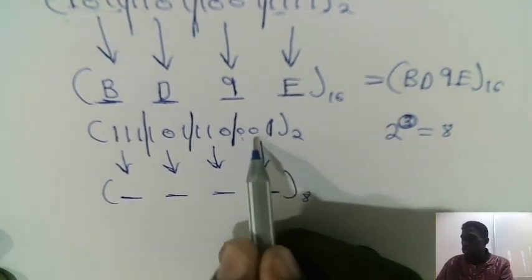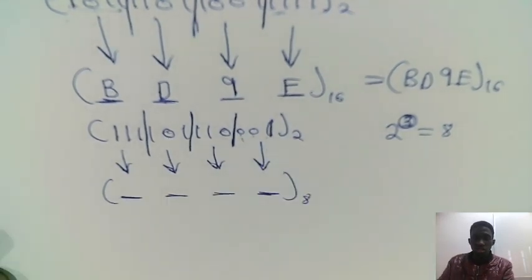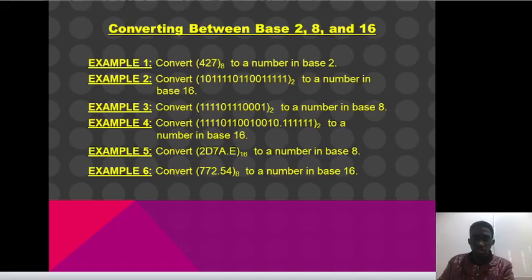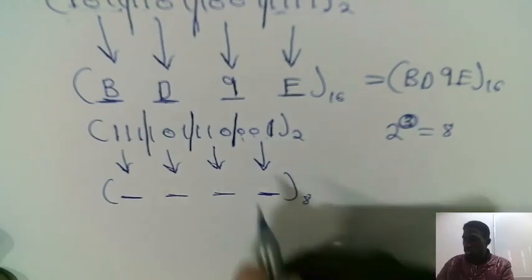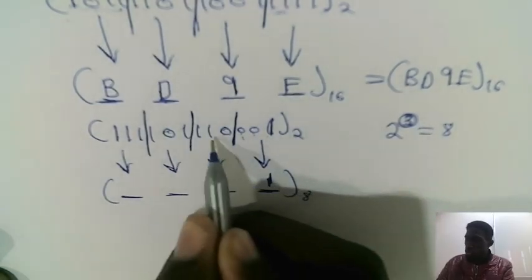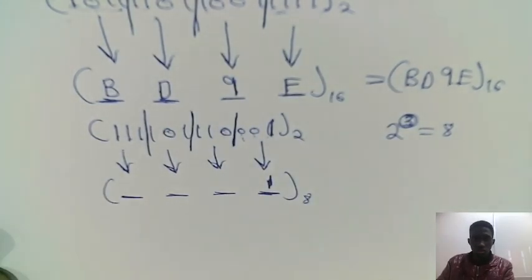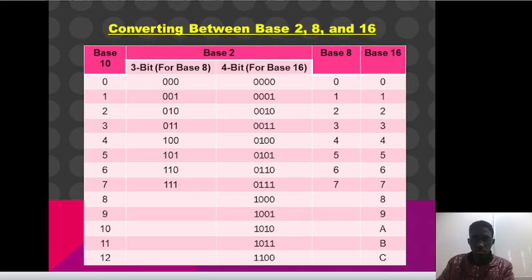001, what's the corresponding digit in base 8? The corresponding digit in base 8 is 1. So I write 1. Next, 110 corresponds to 6 in base 8.